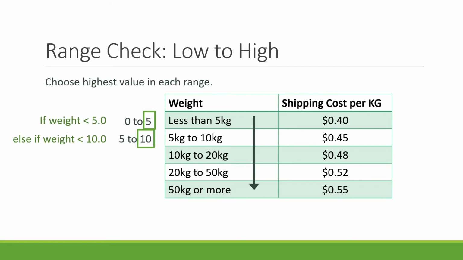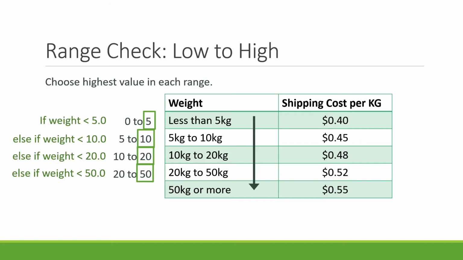In the next condition, and this was the first else if block, we had a condition of weight less than 10. So here the range is 5 kilograms to 10 kilograms, and 10 is the highest value in that range. So my condition is weight less than 10. My next condition was weight less than 20. My range is 10 kilograms to 20 kilograms. And again, since 20 is the highest value in that range, my condition becomes weight less than 20. The last condition was for the range 20 kilograms to 50 kilograms, and once again, 50 is the highest value, so we used weight less than 50.